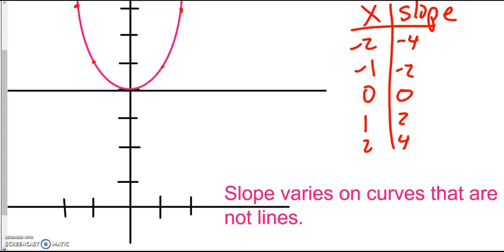But what happens with all of these is that at each of these points, slope is different. It varies. If I had chosen -3 or -0.5, its slope is going to vary again if they're not lines.